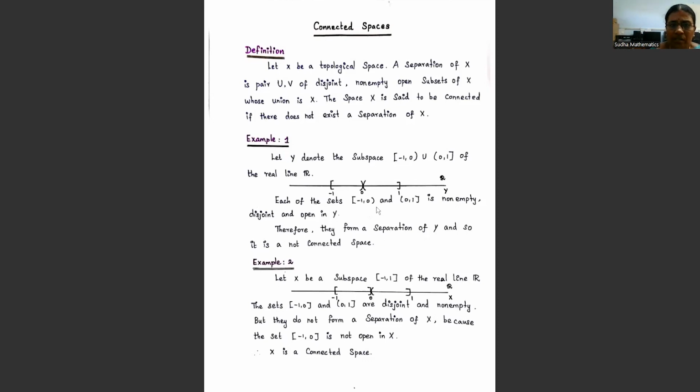Next example, let X be a subspace, the closed interval [-1, 1] of the real line R. Now this space X can be written as the union of these two sets, [-1, 0], the closed interval, and the half-open interval (0, 1]. You can observe from the diagram, these two sets are disjoint and non-empty, and their union is the space X. But since the first set, this closed interval [-1, 0], is not open in our space X, because as per the definition of standard topology, this is not open in X. Therefore, though they are disjoint and non-empty and their union produces X, since the first set is not open in X, these two do not form a separation of X, hence X becomes a connected space.